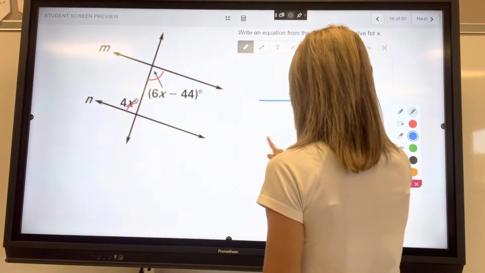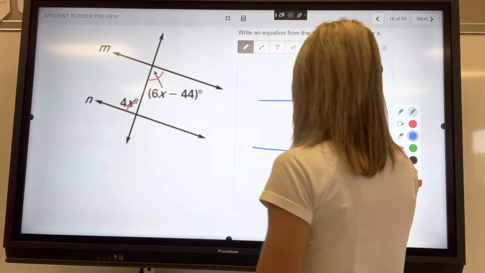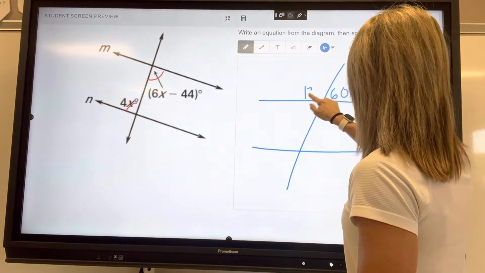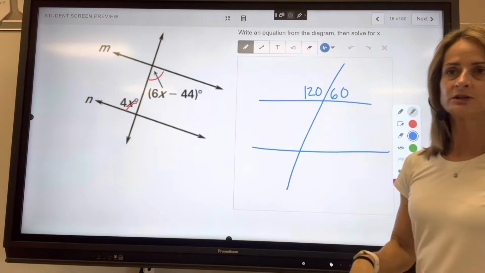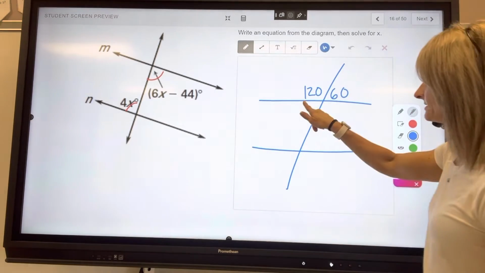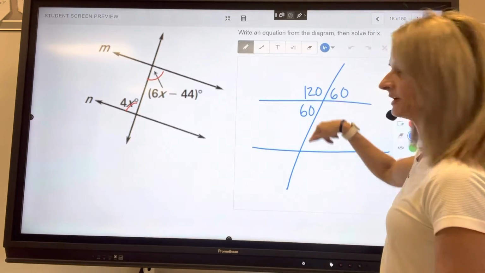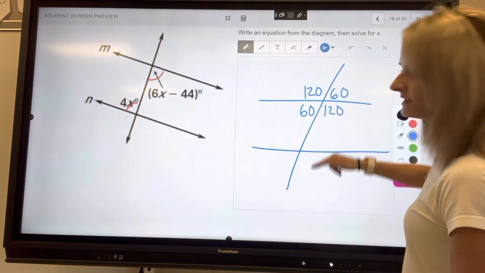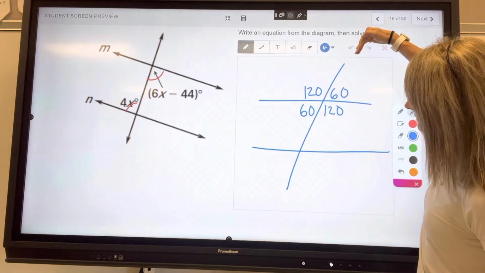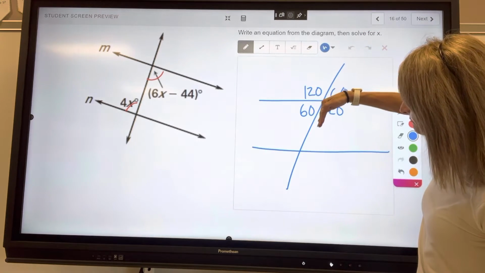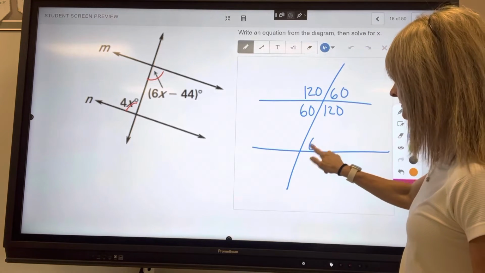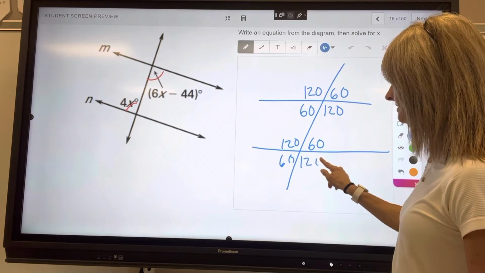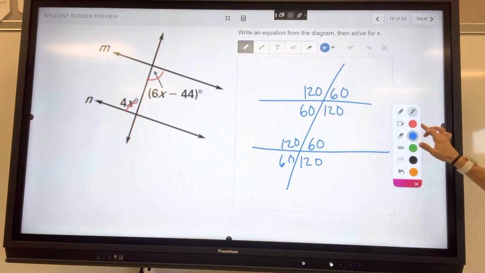Here's why. I like to use 60 and 120. This angle is 60, that one has to be 120 because it's 180, right? Which makes this one 60, because those two are 180, which makes this 120. If these lines are parallel, this transversal is going to hit both of these lines at the same exact angle. So we got 60, 120, 60, 120 over here. Is everybody with me?